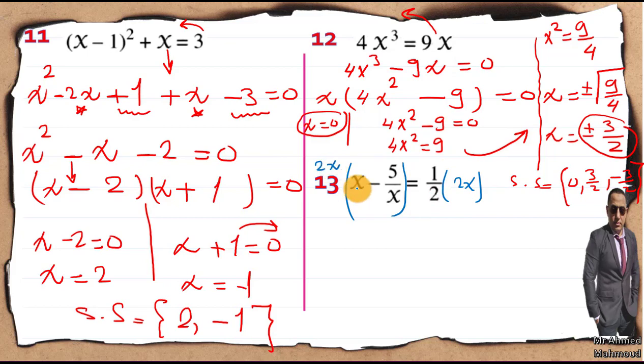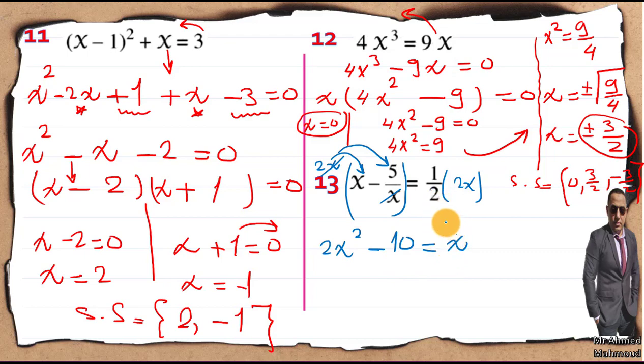2x times x minus 5 over x, and 2x times half. Here 2x times x equals 2x power of 2. 2x times 5 over x: 2 times 5 is 10, and the x over x cancelled, so it is negative 10. Here half times 2x, half times 2 equals 1, so it is x. Finally, I have 2x power of 2 minus 10 equals x.